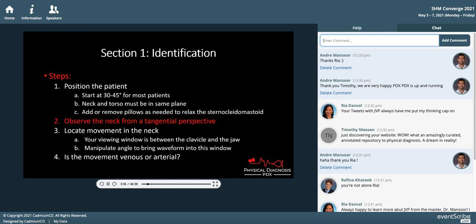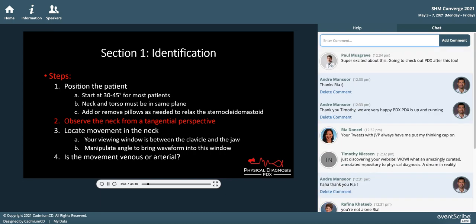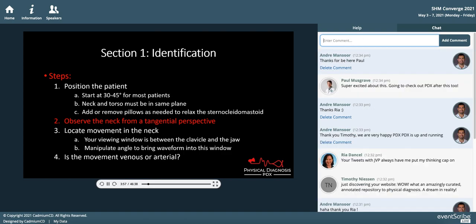After the patient is properly positioned, now you want to observe the neck. It may seem unnecessary to highlight observation as a separate step here, but we've done so to highlight how important it is. Because the tendency is to observe the neck from a perpendicular perspective, and if you do that, you're going to miss subtle movement. You want to approach the neck from a tangential vantage point. Imagine you're standing 10 feet from a wall and you're staring straight at it. You're looking at it from a perpendicular perspective. Now imagine you walk up to the wall and place your right ear against it, and now you're looking down the wall.